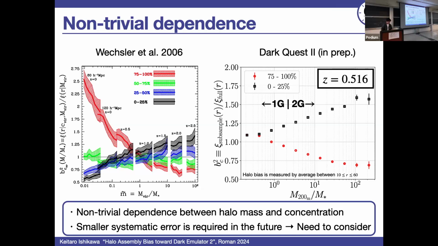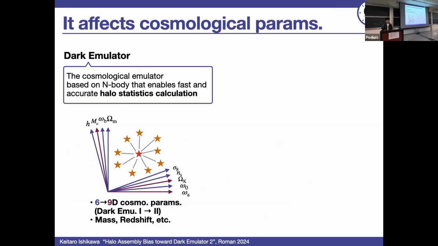Okay, then, why is halo assembly bias important in cosmology? To answer it, I'll describe the dark emulator. Dark emulator is a cosmological emulator based on N-body simulations that enables fast and accurate halo and matter statistical calculations.